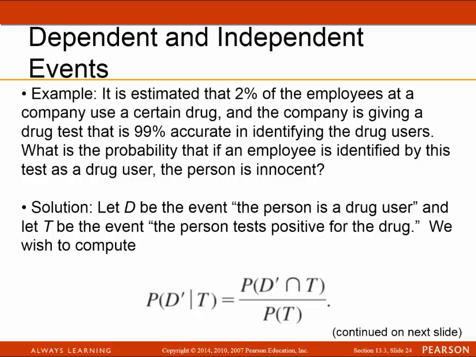So we want to compute the probability of D prime given T, and that's going to be equal to the probability of D prime and T divided by the probability of T. So remember, D is the person is a drug user, so D prime is the person is not a drug user, and T is the person tests positive for the drug.